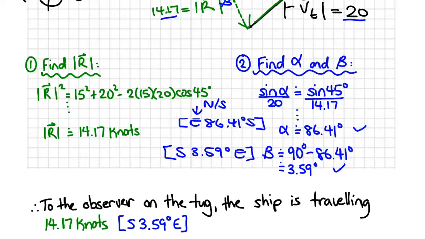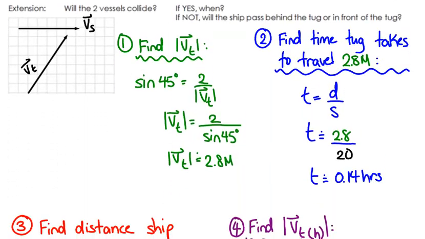So that was a lot already. How do we make this even more difficult? Very easy. I could decide to ask you, will the two ships or the two vessels, whatever, collide? Okay, so you already know that this guy is going this way. You know this guy is going this way. Are they going to hit each other? If yes, when is it going to happen? If no, will the ship pass behind the tug or in front of the tug?